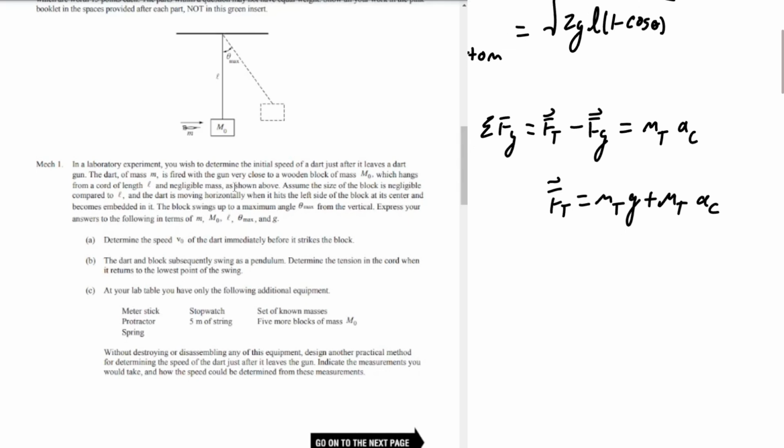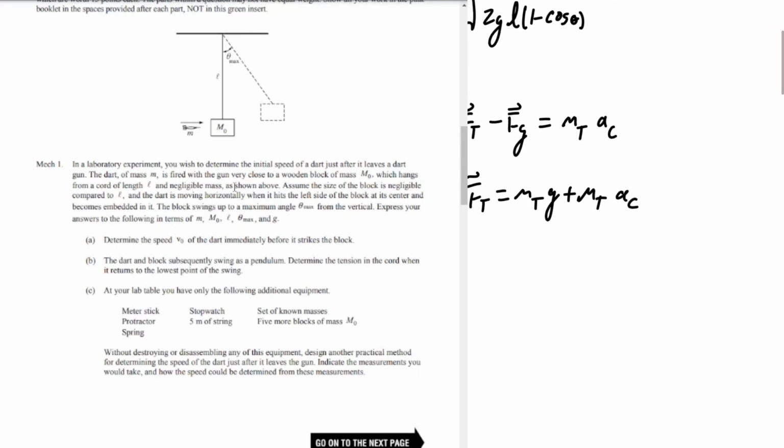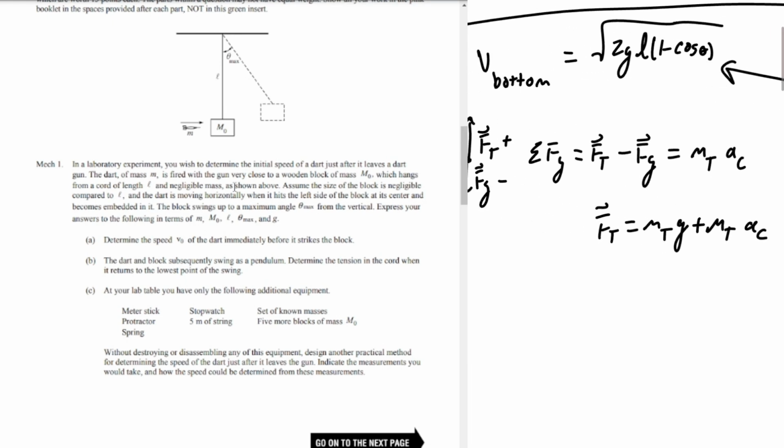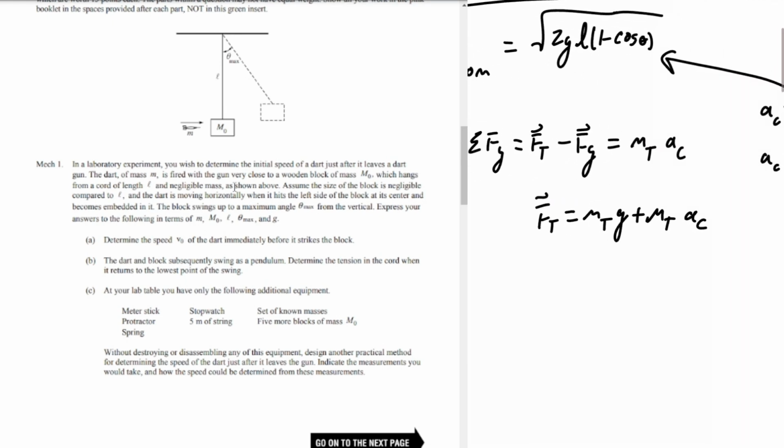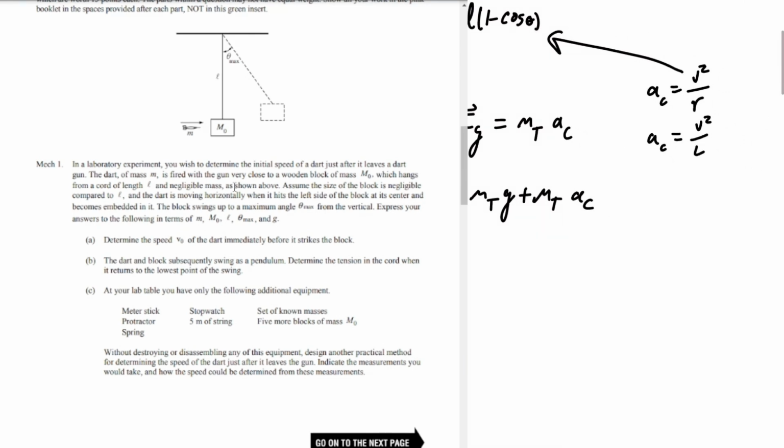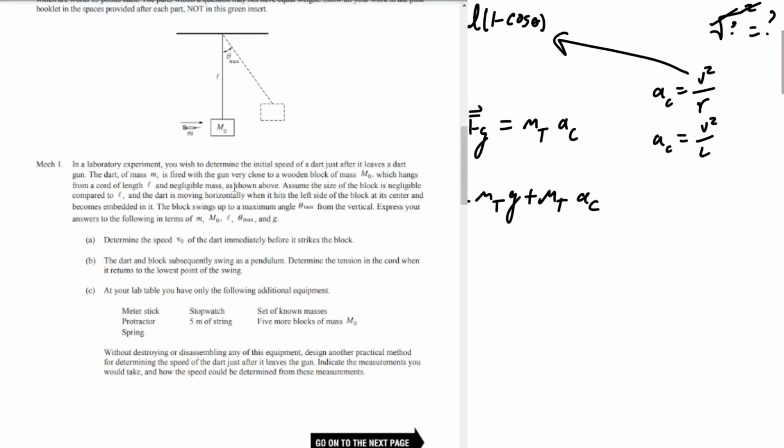So that's our force tension. But what is AC? Well, on your equation sheet, you should see AC equals V squared over R. In this situation, our radius is L, so AC equals V squared over L. But we know this V at the bottom was this entire equation, 2GL times 1 minus cosine. If I square a square root, that will just give me whatever's on the inside by itself, because these two cancel one another. So I'll ignore the square root.